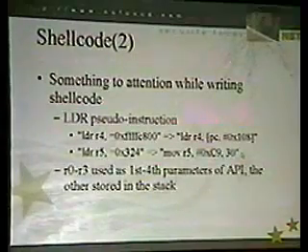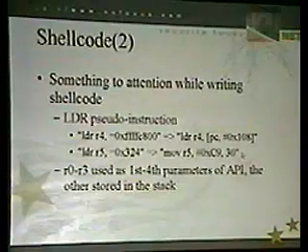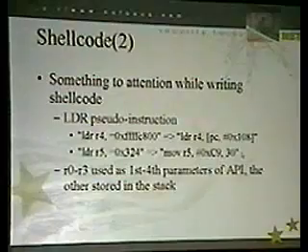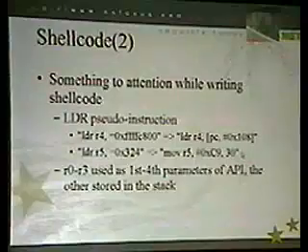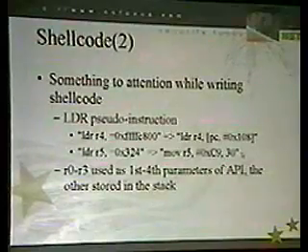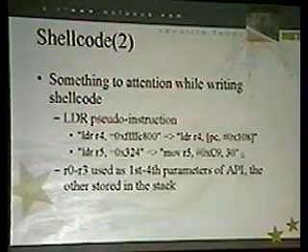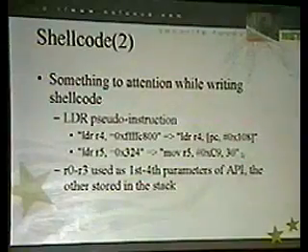Well, in Windows CE, R0 to R3 are used for the first to fourth parameters of the API. If there are more than 4 parameters, the other parameters will be stored in the stack. So we must pay attention while writing shellcode because the shellcode is always in the stack memory.